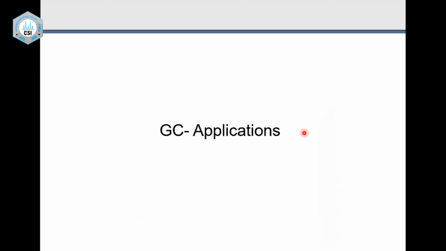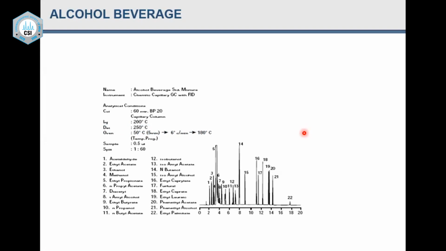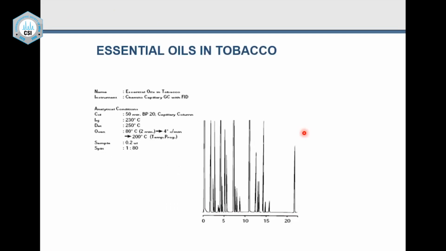I will quickly go through GC applications. There are a lot of GC applications. Food and flavors is one of the main areas because all the flavoring compounds are volatile in nature. So it is very good to analyze flavors by using GC. Alcoholic beverages can be analyzed by GC. All are volatiles.